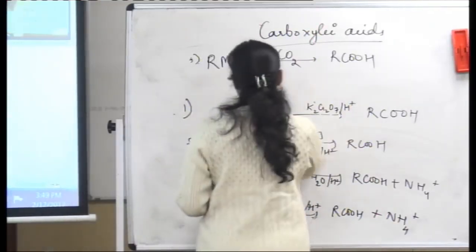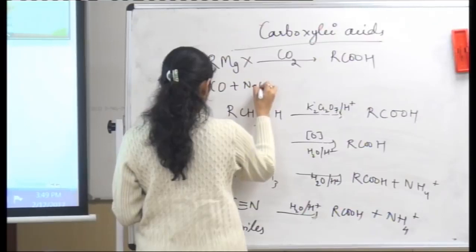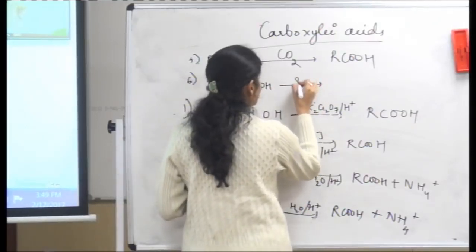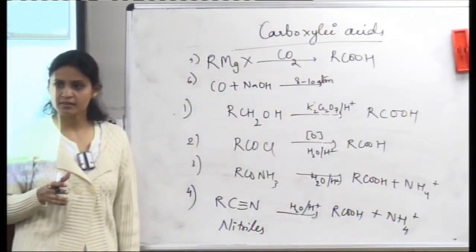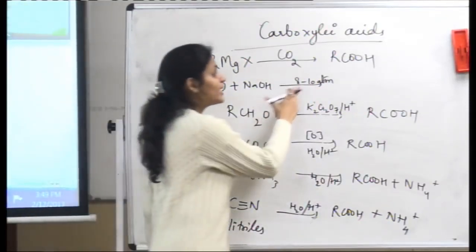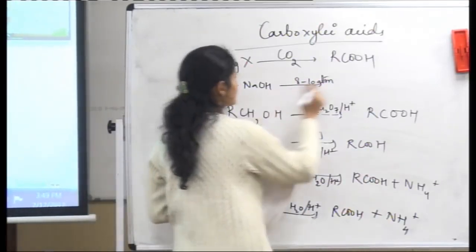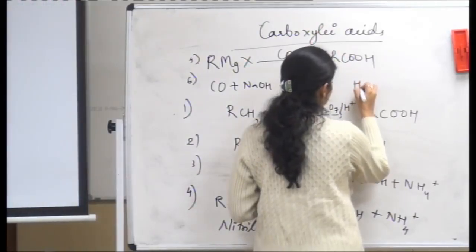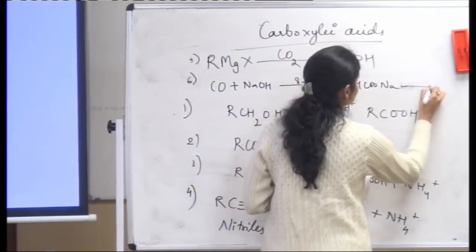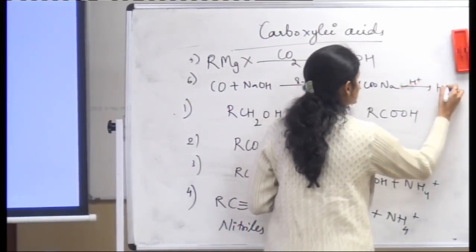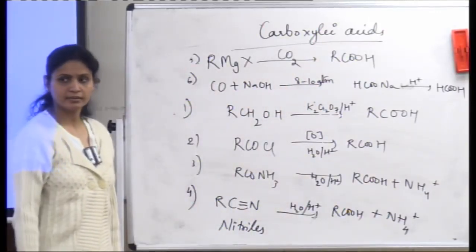Clear? Another uses CO plus NaOH under high pressure. What is the current atmospheric pressure? It is 1 atmosphere, but I am using 8 to 10 atmospheres. That means I am using a very high pressure. Using this reaction, I can make the sodium salt of formic acid, which I can further reduce to HCOOH, right?